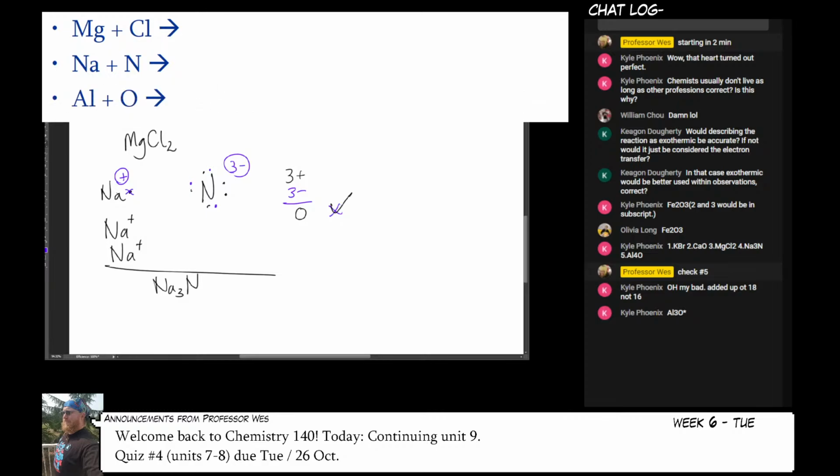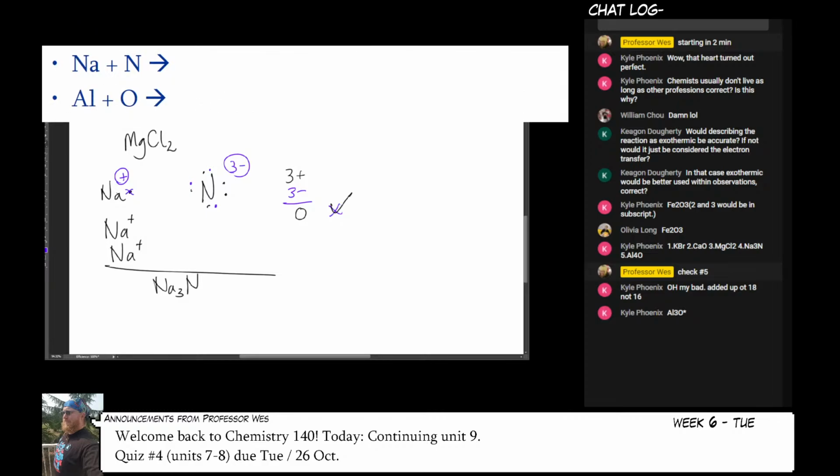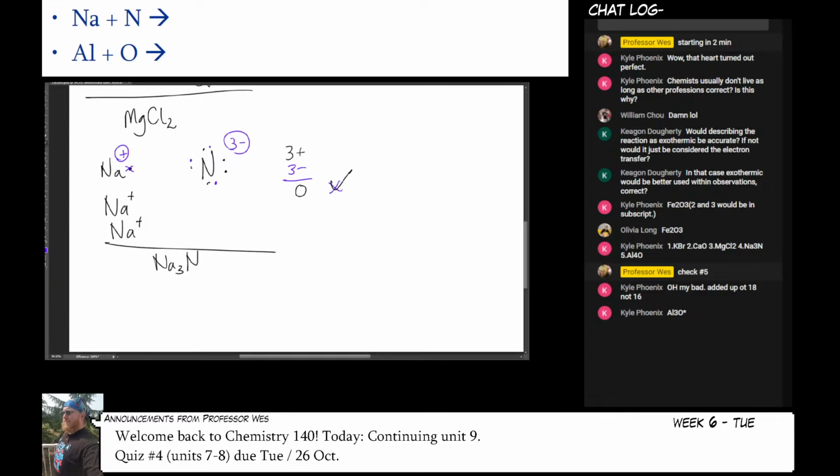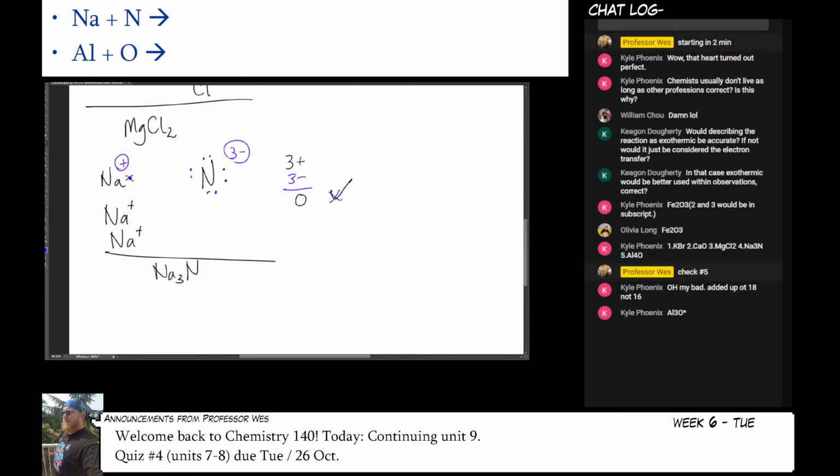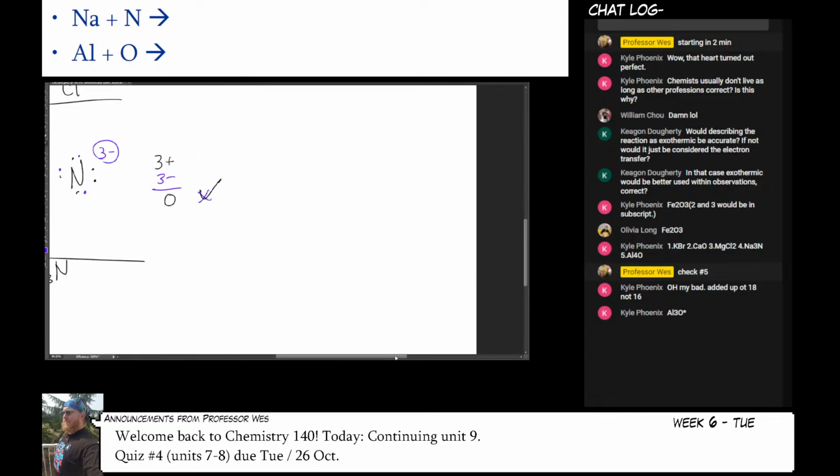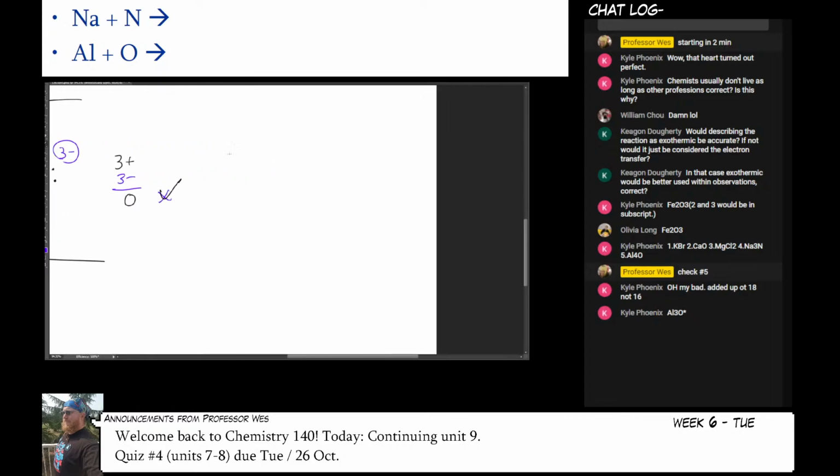And then finally, this last one here. Oh, we're out of space. Well, I can go over here. If I mix aluminum and oxygen together and make an ionic compound, well, here's what aluminum looks like. Here's what oxygen looks like.